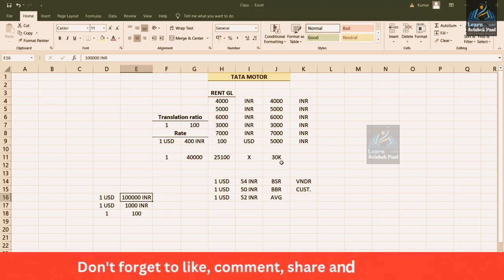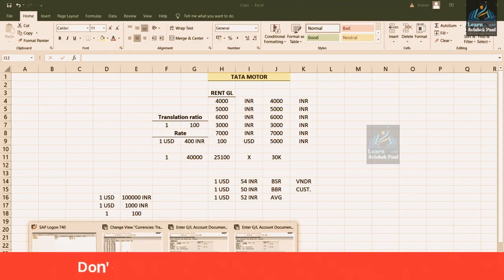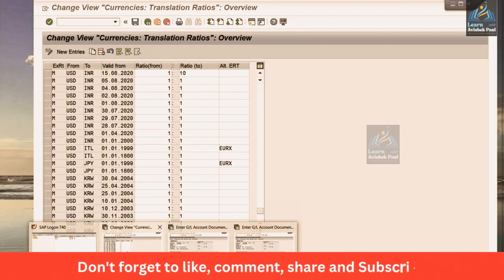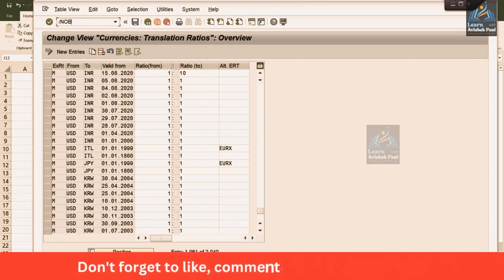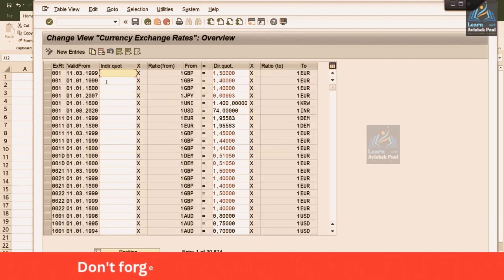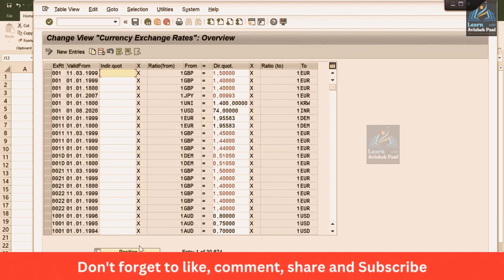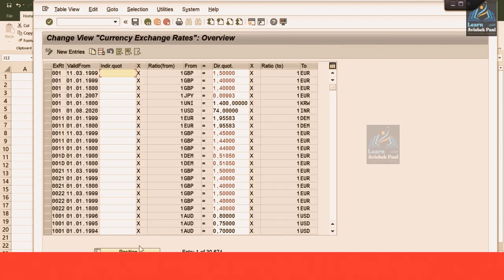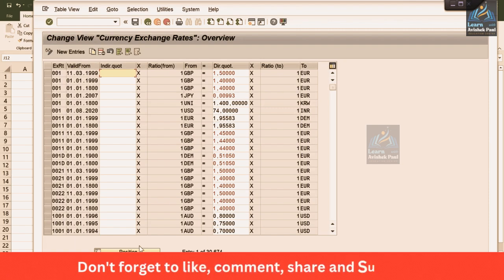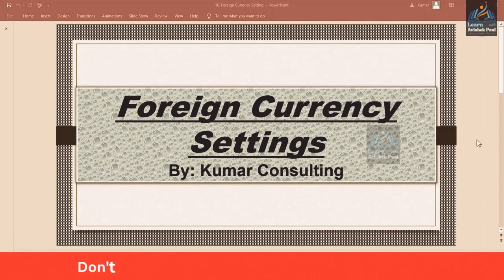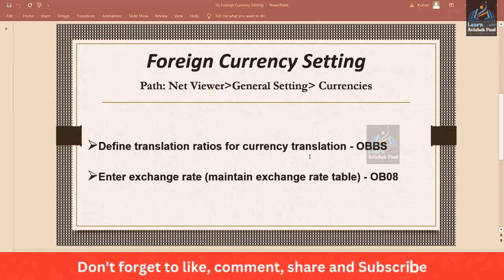Still, there is one more thing that is pretty important, which I'm going to explain in the next session. Say for example, go to OB08. See the configurations. Look at here, guys. How easy the configuration steps are. If you talk about the configurations, within 2 minutes we can make them. I said only 2 steps: define translation ratio and exchange rate table.